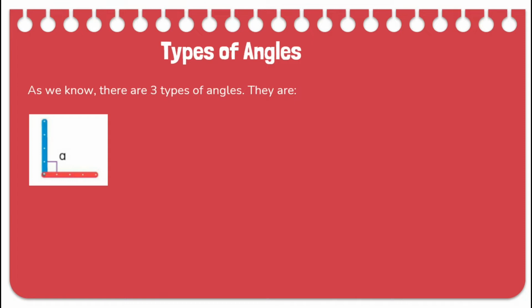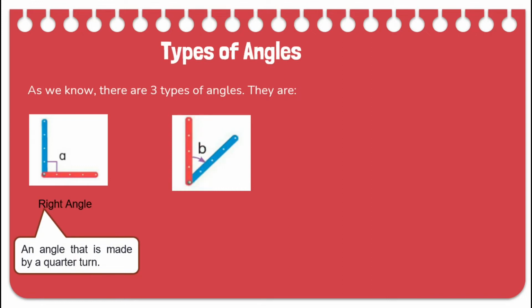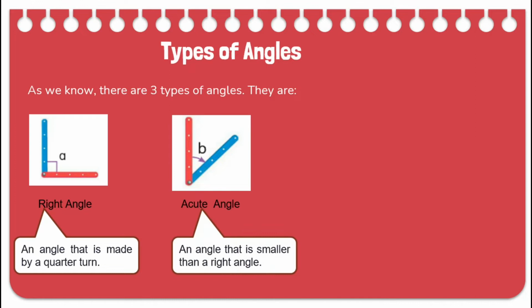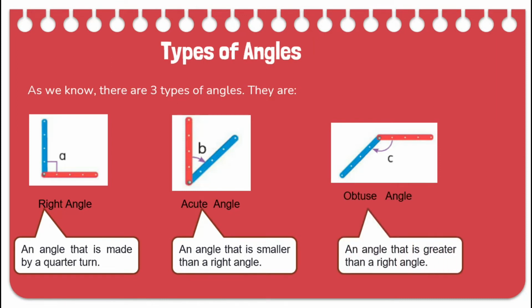The first picture, right angle. Right angle, an angle that is made by a quarter turn. The second, acute angle, an angle that is smaller than a right angle. The third, obtuse angle, an angle that is greater than a right angle.